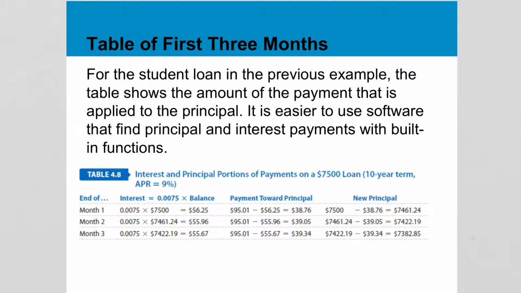Okay. The table of the first 3 months for a student loan looks something like this. You can see you're paying more towards interest than you are towards the principal. And every month you're paying just a little bit less for interest, and every month you're paying just a little bit more for the principal.